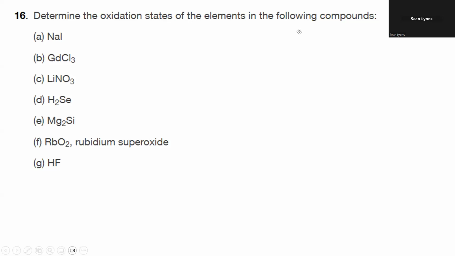So if you want a chance to work through them on your own, just pause the video, because I'm essentially just going to show the answer just so I'm not sitting here doing nothing. But with the first question here, we're given a handful of substances, their chemical formula. We want to determine the oxidation state for each of the elements in these compounds.